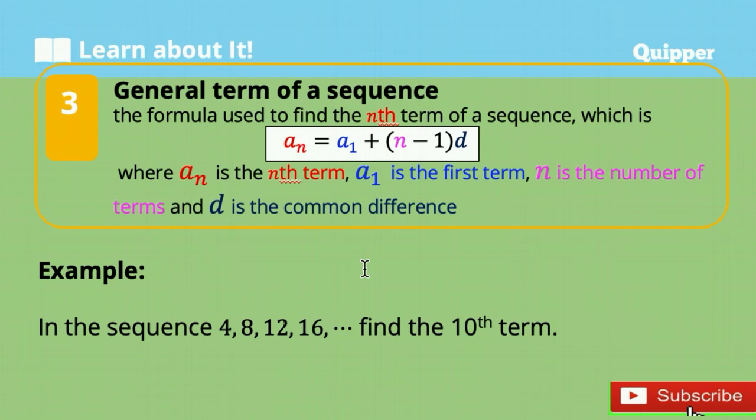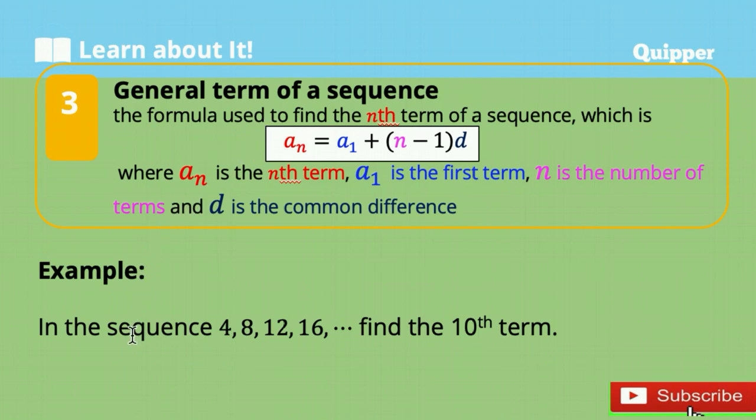General term of a sequence. It is the formula used to find the nth term of a sequence. We have a sub n is equal to a sub 1 plus the quantity of n minus 1 times d, where a sub n is the nth term, a sub 1 is the first term, n is the number of terms or the term position, and d is the common difference. This formula is used to find the nth term of an arithmetic sequence.